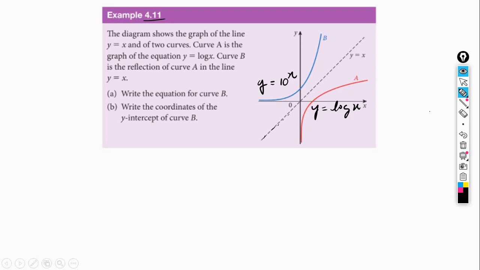For B, it says write the coordinates of the y-intercept of curve B. So we know that curve B is y equals 10 to the power of x. So that means that we can find the y-intercept by plugging in 0. And we know that 10 to the 0 is equal to 1. Therefore, the y-intercept of curve B is going to be (0, 1).